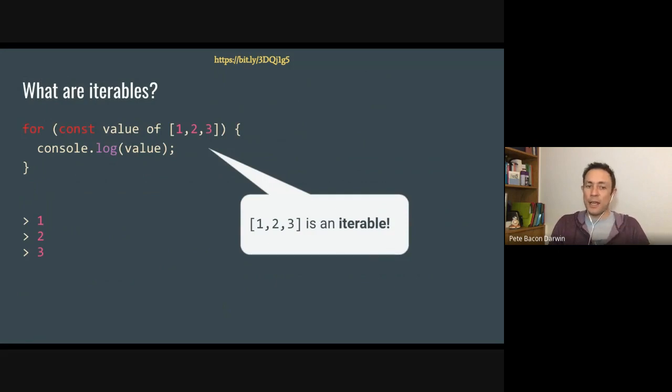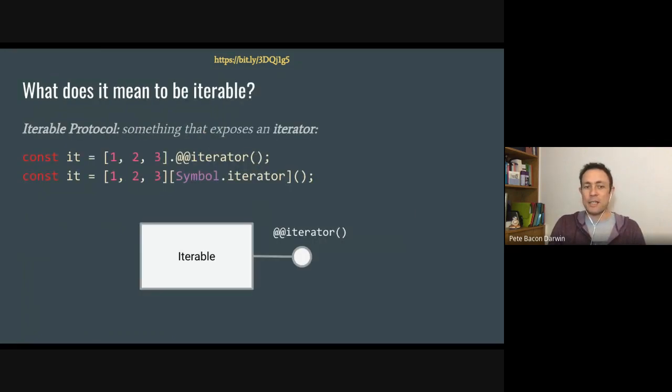So an iterable is just something you iterate over. You can stick it in a for of loop, and it will just get iterated over. There are loads of built-in ones in JavaScript, like Set and Map, and objects are iterable, and so is an array. And that's the obvious classic example.